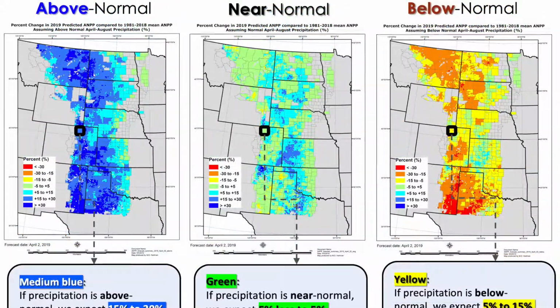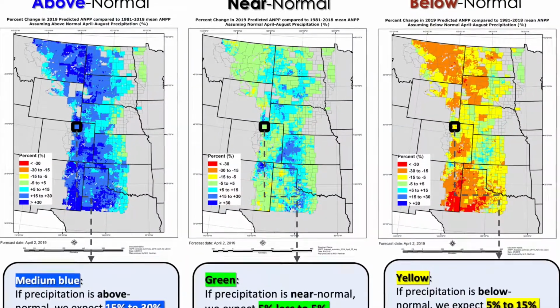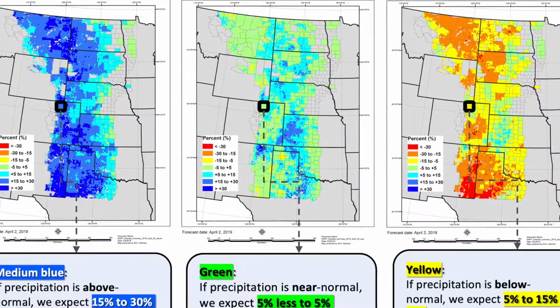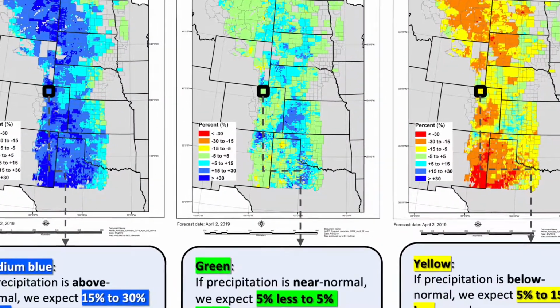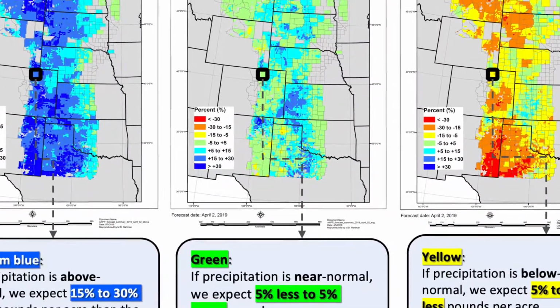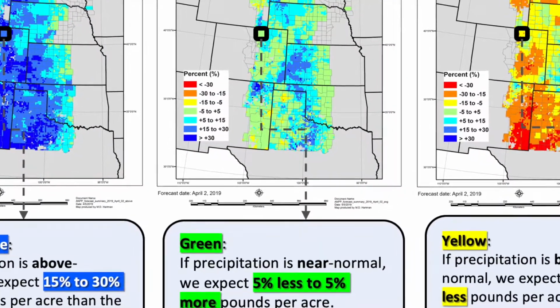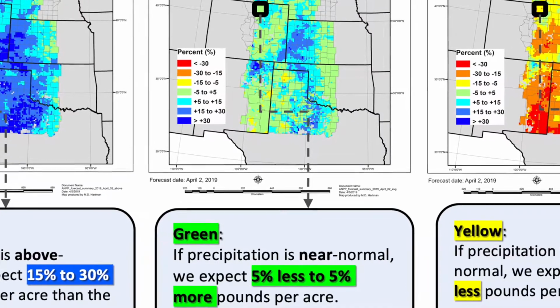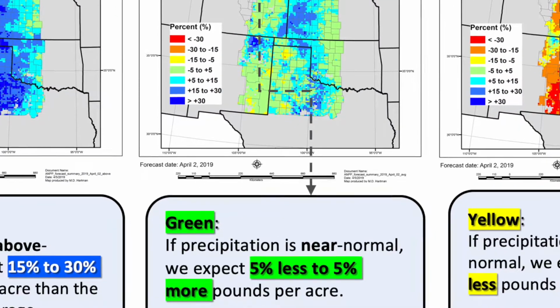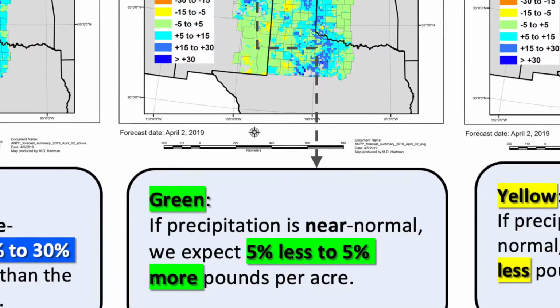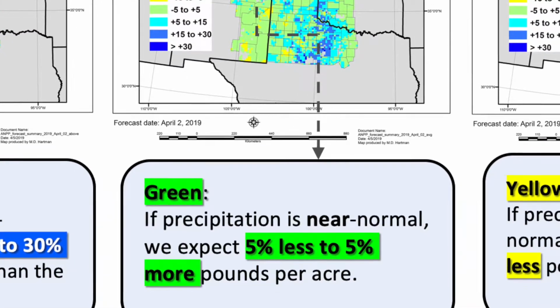What if precipitation over the rest of the growing season is near normal? Then look at the middle map, which shows the same location, northeast Colorado, circled in black, but shaded a different color than it was in the previous map. Now the area is shaded green, which the legend tells us means that you could expect anywhere from 5% less to 5% more pounds per acre this season, or near average amounts of grass.